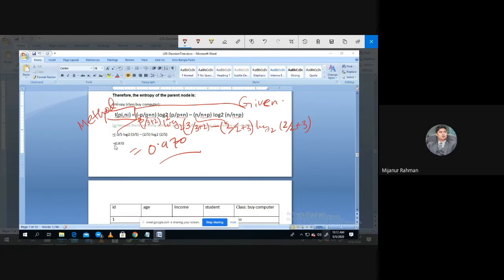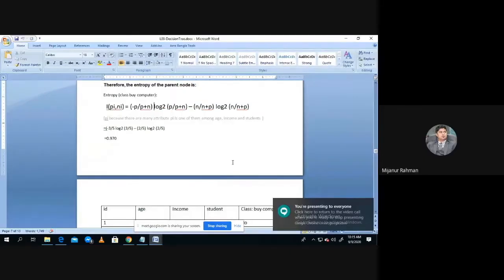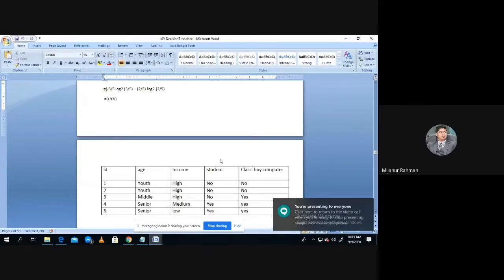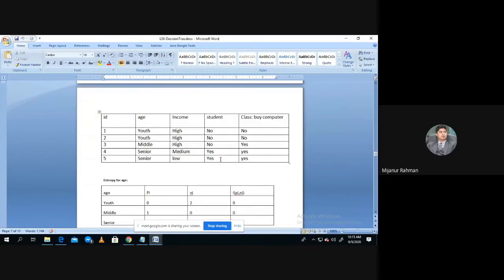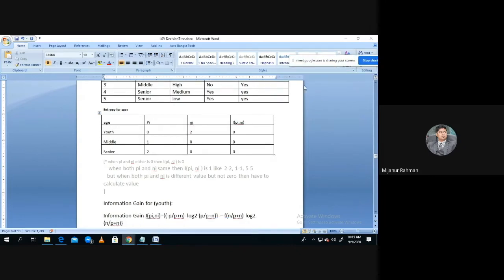Okay, dear. So I think you know this calculation. If you calculate, you will get this result, 0.970. So we should get this. So dear, now what is our purpose? Our purpose is to find out the entropy at the attribute level.